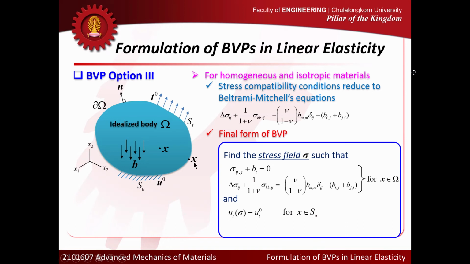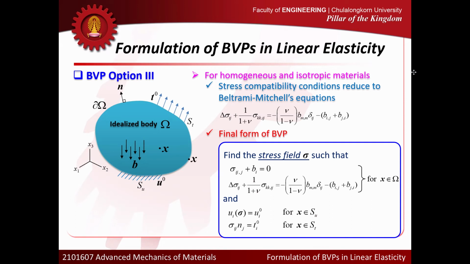On that part, it's very simple to verify because we use stress as the key unknown. Once we solve for stress from these two equations, we can generate the traction. We simply take sigma multiplied by n, the unit normal vector at a point on the boundary, and we verify that with the prescribed traction. If this condition is satisfied, we can say that the stress satisfies the traction boundary condition on the surface S_T. So this is the final form of the boundary value problem formulated in terms of the stress field.